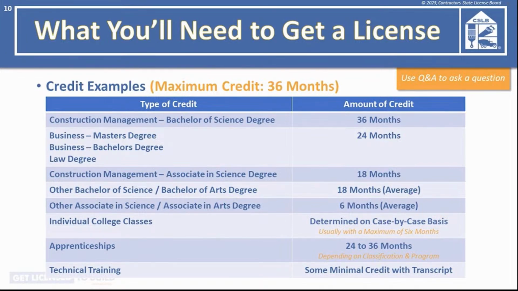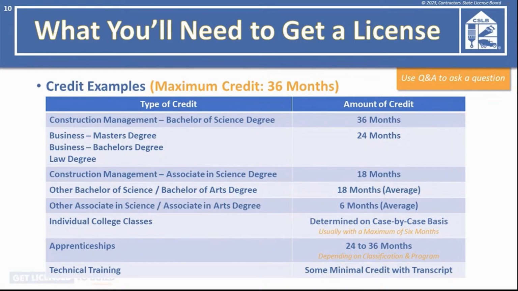The most education credit you can get is for a Bachelor's of Science degree in Construction Management. That degree will get you the full 36 months of credit. Next is a master's or bachelor degree in business or a law degree. Any one of those will get you 24 months of credit. An associate in science degree in construction management will get you 18 months credit.